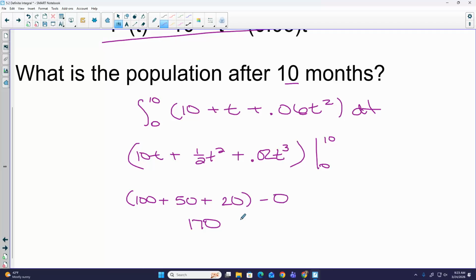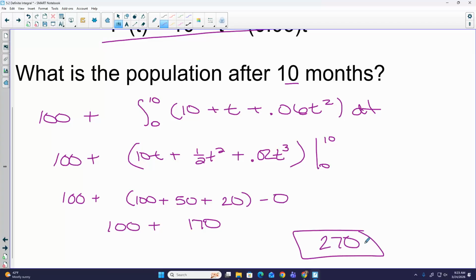But this isn't my actual answer. I want my total population after 10 months. What does the 170 represent? It's how much it grew. How much did we start with? So we have to add our 100 back. We got the amount the population grew by, but if I want my total population, I have to add in the 100 we started with. So we end with 270. We added 170 to the population plus the 100 that was there.